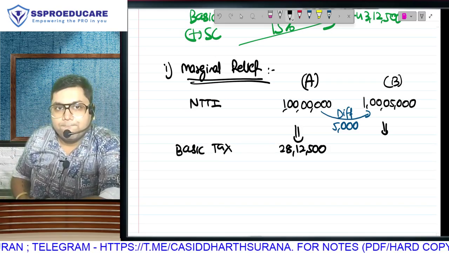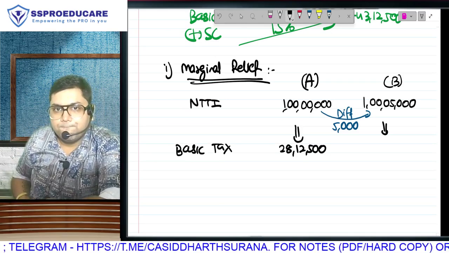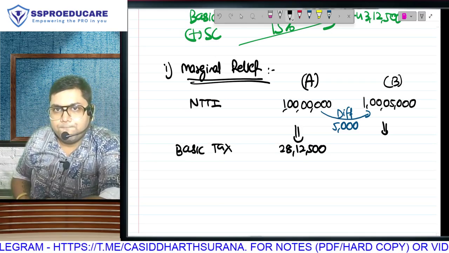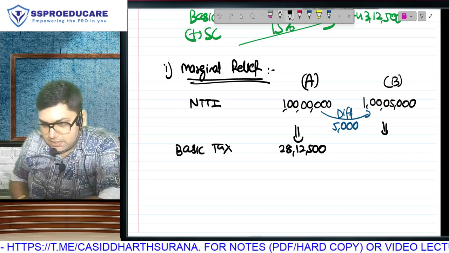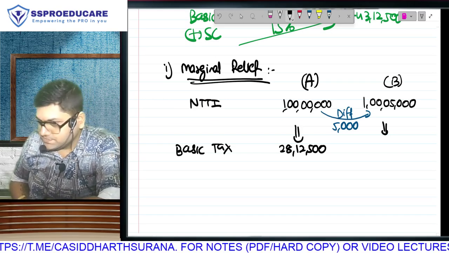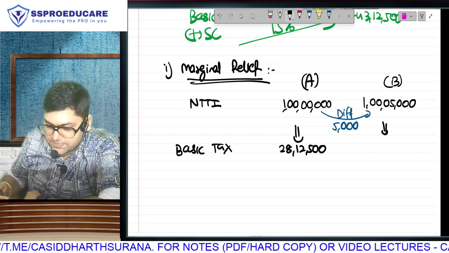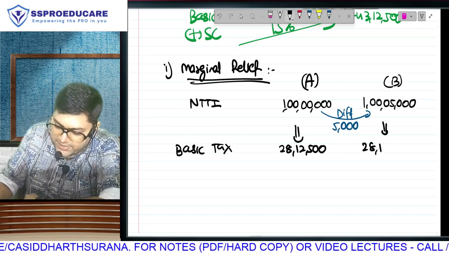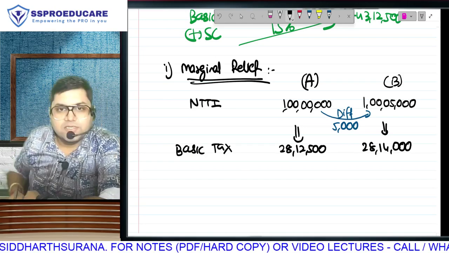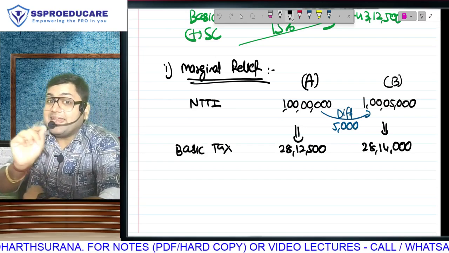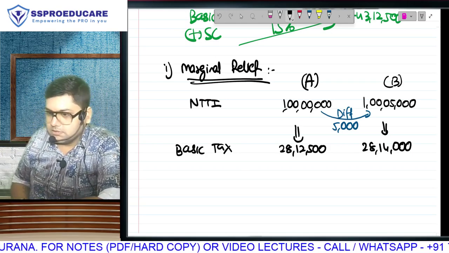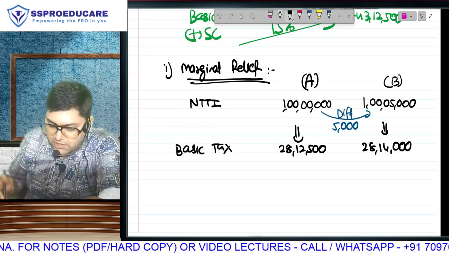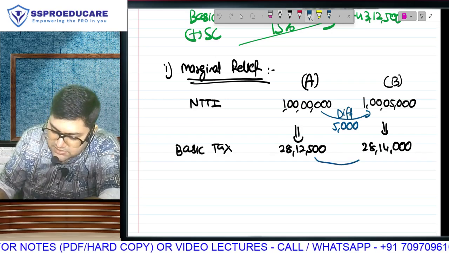28,12,500. कैसे? 90 लाख का 30% is 27 plus 1,12,500. And B: 28 lakh 14,000. This time it will be 90 lakh 5,000 का 30% plus 1,12,500. What is the difference in tax?